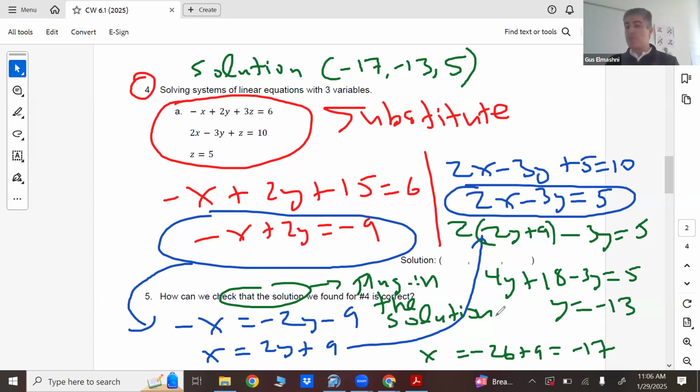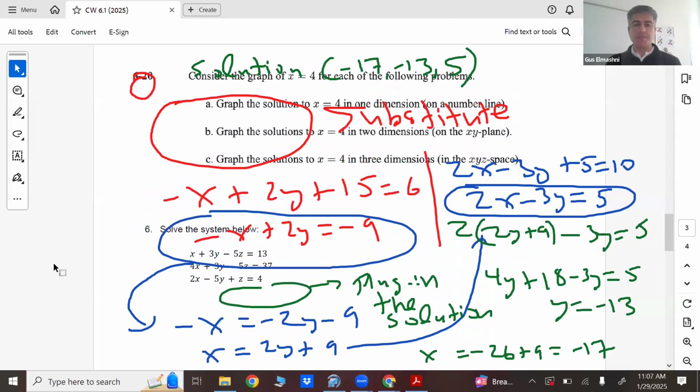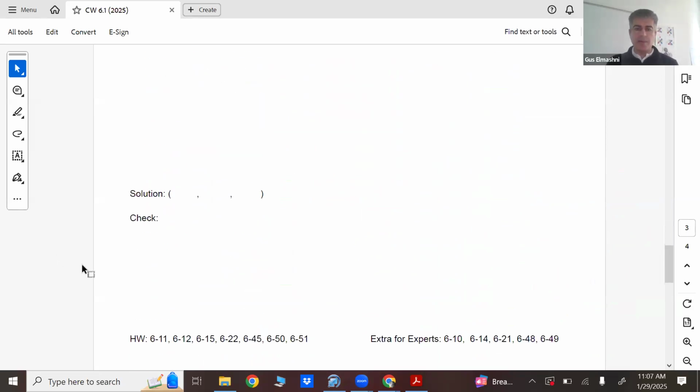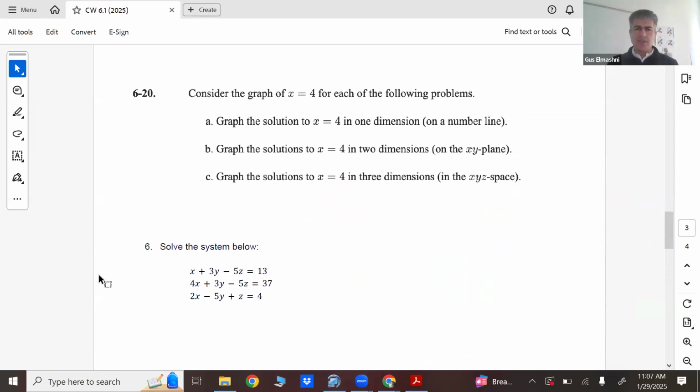So we're going to see some word problems like that will involve 3 unknowns. We have to make 3 equations. Doing it algebraically is probably not going to be the best way. Using something called a matrix will be the best option. We'll learn about matrices next week. One last thing we'll do before you get a head start on the homework. It says consider a graph of x equals 4 for each of the following problems. Graph the solution in 1 dimension, graph it in 2 dimensions, graph it in 3 dimensions, and then we'll solve a system, then we're done.